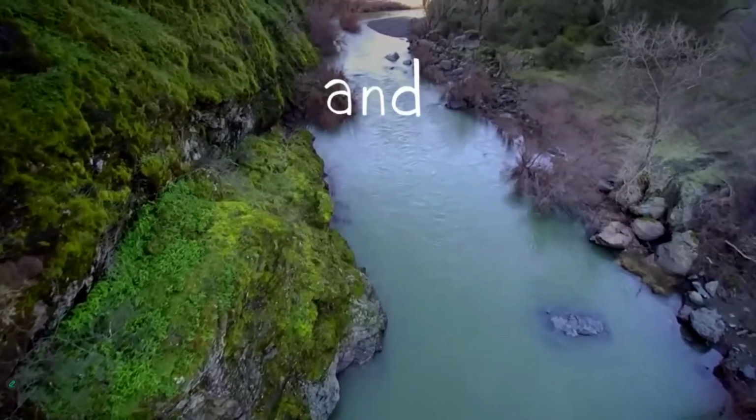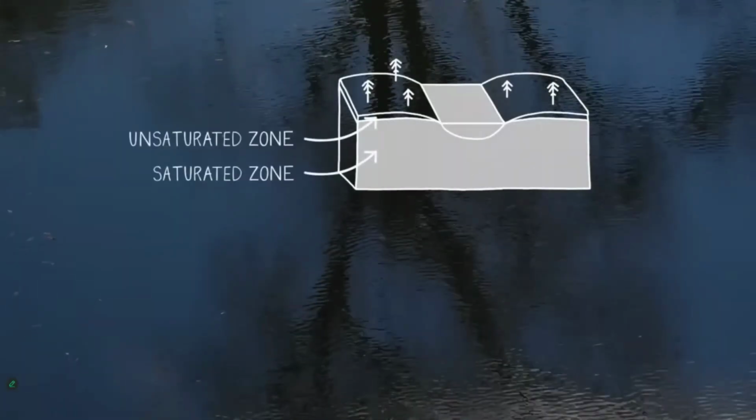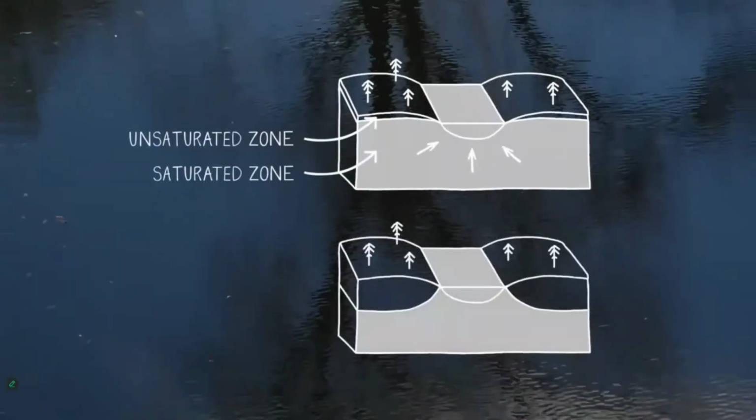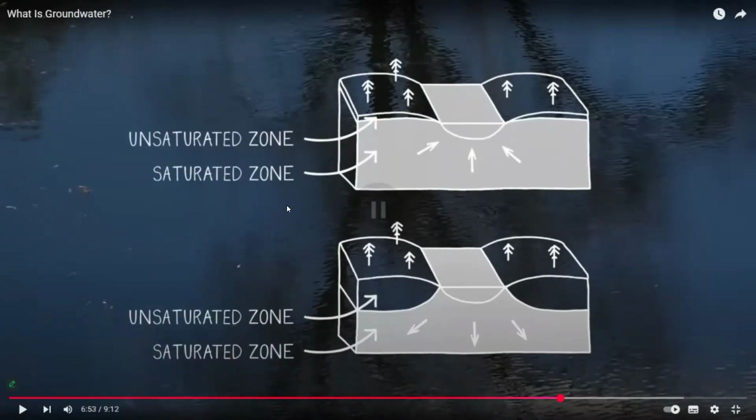How do surface water and groundwater interact? Some rivers and streams gain flow from groundwater, and others lose flow to groundwater. This is important, and this is something I want to touch on in a lot more detail now.